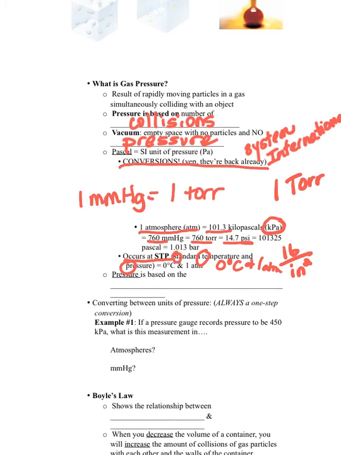And remember, pressure is based on the number of collisions. And so that's really equal to, if you think of your definition from physics, the force applied over a unit of area. So converting between units of pressure, we're always going to make this a one-step conversion.